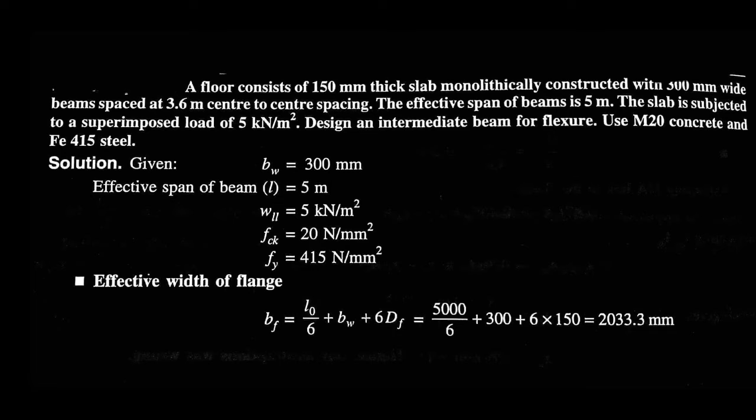Okay. So first of all, let's check which data is given in the question. BW, width of web, is 300 mm, that is given. Effective span of beam, that is L, is 5 meter. Now live load or superimposed load is 5 kN per meter square. FCK is 20 Newton per millimeter square for M20 grade of concrete, and Fy is 415 Newton per millimeter square for Fe415 steel.